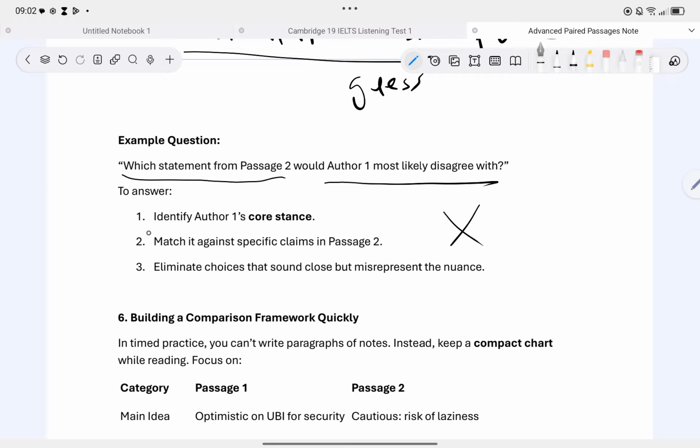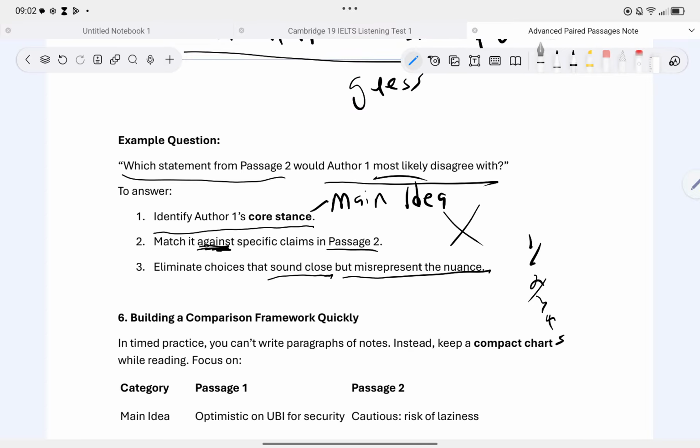So what you want to do is identify author 1's core stance, which is what I just called the main idea. Then match it against specific claims in passage 2. Let's say there are 5 claims in passage 2. You match the claim in passage 1 with 1, 2, 3, 4, 5. Then you identify which of them most likely disagrees with it. So you eliminate choices that sound close but misrepresent the nuance.